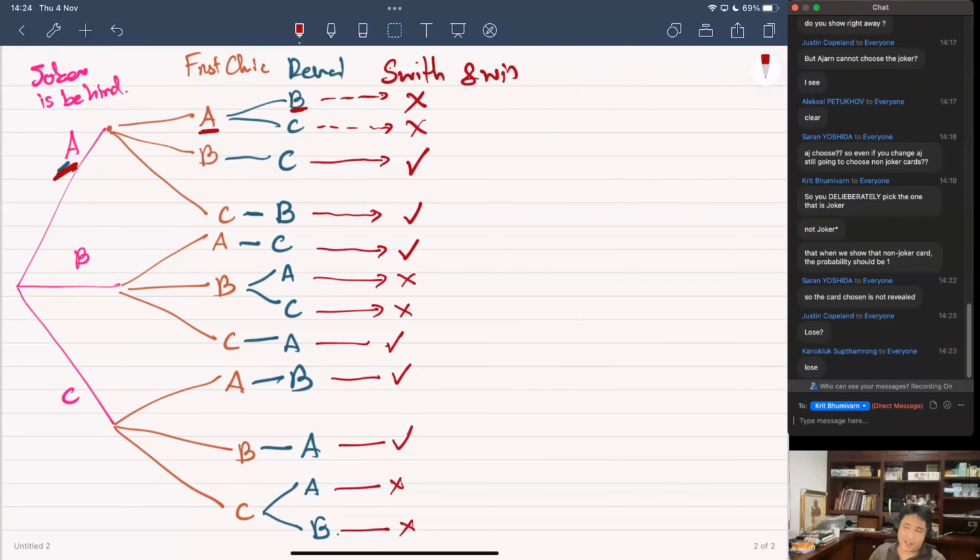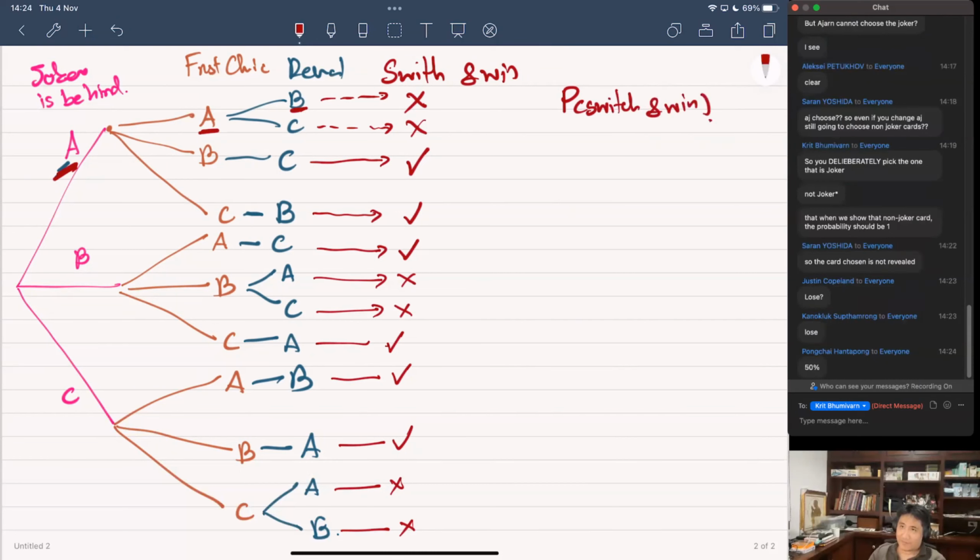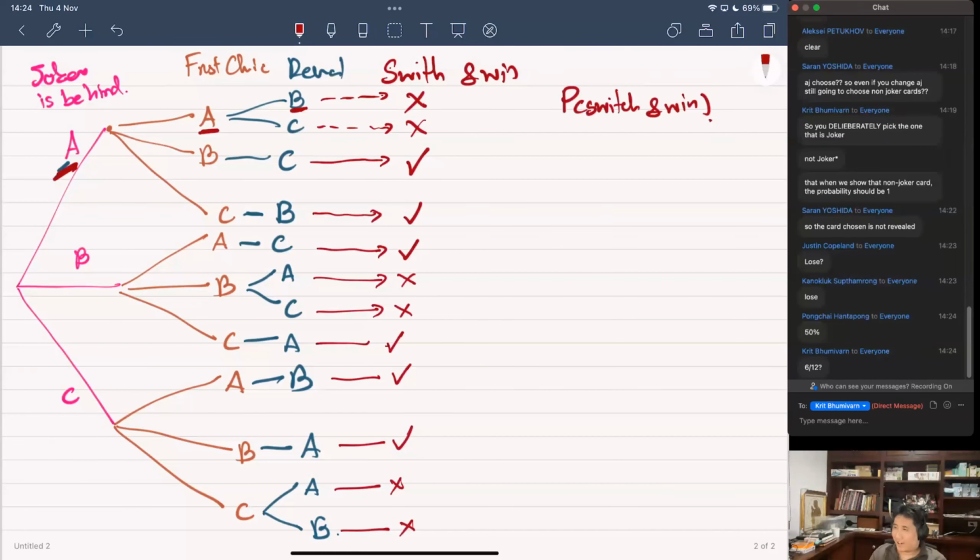So let me ask you, what is the probability that you're going to win if you switch? Pongchai or Keith says the following: Ajahn, this is easy, this is like kindergarten math. You just count the number of X and the number of check marks. There are 6 of these and there are 12 total. So the probability should be 6/12, which is exactly a half. Sounds about right or not? What do you guys think?